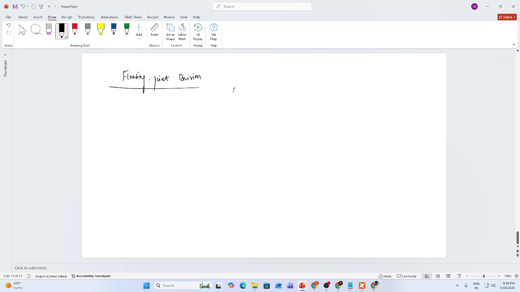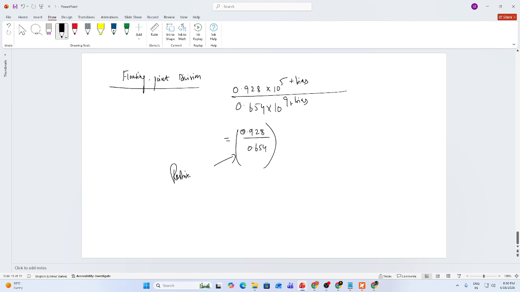You can guess this. For example, I have these two numbers: 298 into 10 power 5, okay, let me add this bias, right? And 0.654 into 10 power 9 plus bias, right? So I wanted to divide these two numbers. What I do is, these are the mantissas, just divide the mantissas. 654, do this division. This division is the same as the fixed point division. These numbers can be assumed as fixed point numbers. I told the restoring method, right? You can use the same method for doing this division.